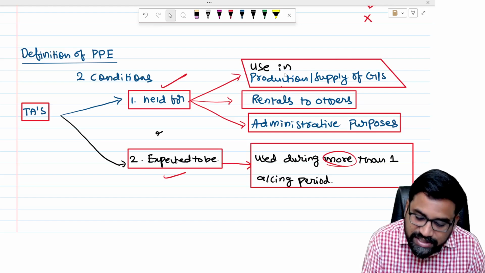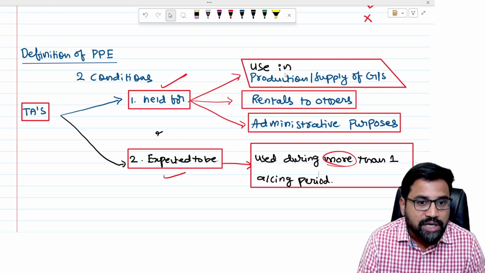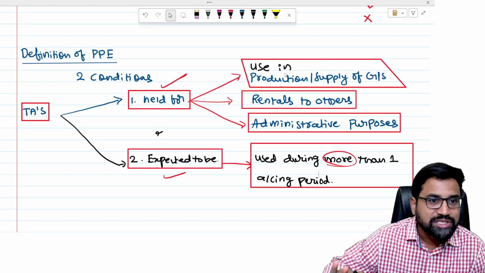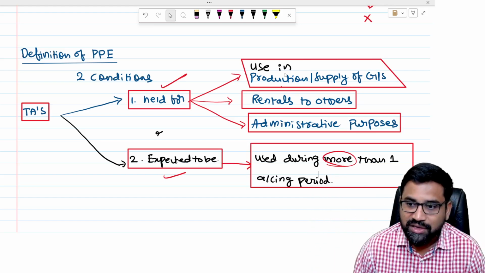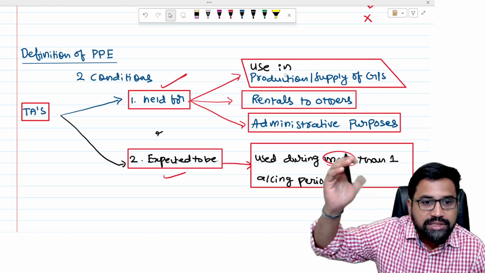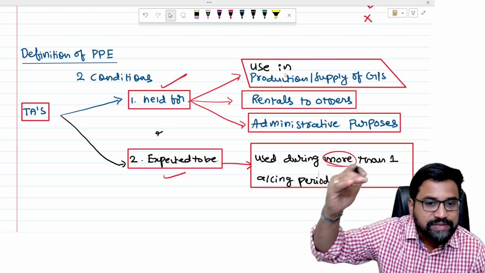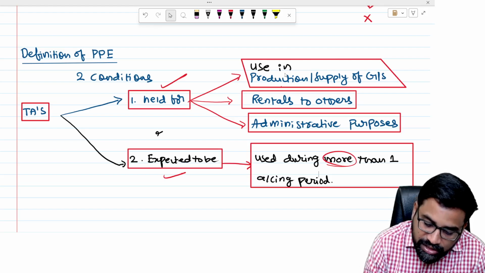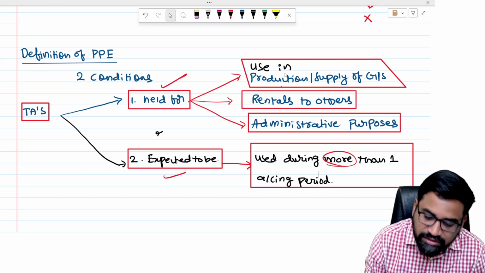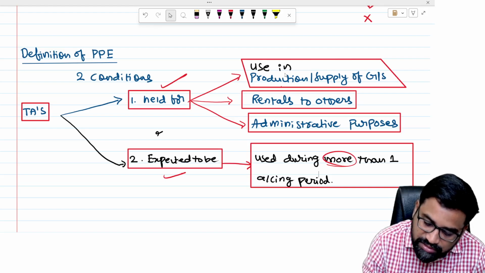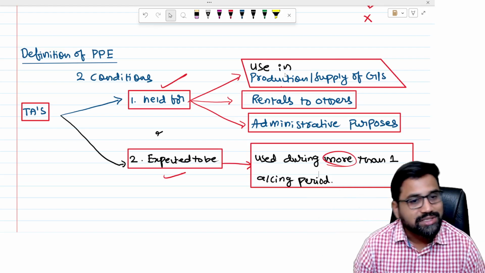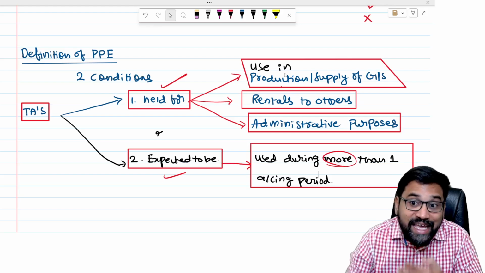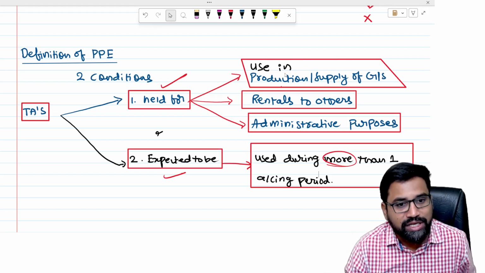So a tangible asset which is held for any one of these purposes, or sometimes a combination also. Maybe rental to others, maybe administrative purposes, maybe use in production or supply of goods or services. For example, we have a building. Suppose the building has 2 floors. The first floor we are using for office purpose. The second floor we have given for rental. So that means we hold the asset for use in production or supply of goods or services, or for administrative purpose, or maybe rental to others. That is also possible. But apart from the first condition, you have to see whether it is expected to be used for more than 1 year or not.